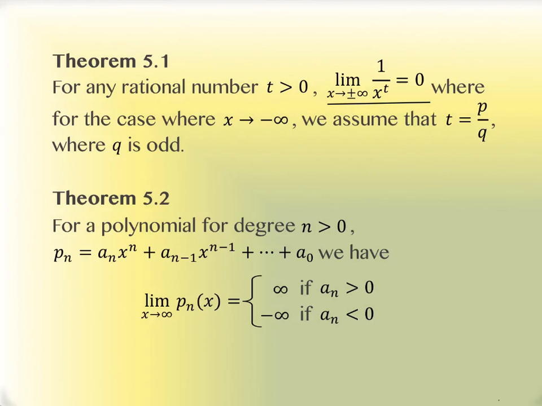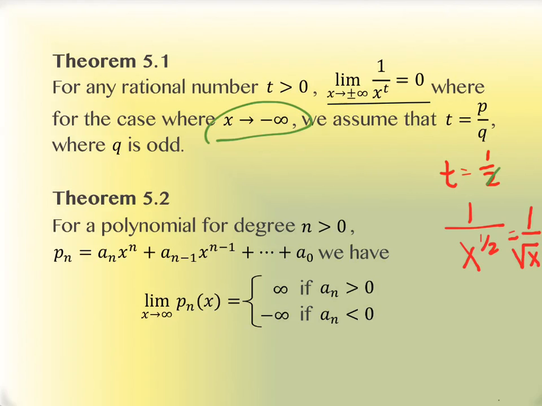Now, if we are talking about approaching negative infinity, we do have to assume that the t value has a denominator that is odd. Otherwise, imagine that t were equal to 1/2. Then we would have 1 over x to the 1/2, which is equivalent to 1 over the square root of x. And if we were dealing with that, we wouldn't be able to have negative values underneath the square root. So if we're talking about values that go to negative infinity, then this denominator, where I previously had a 2, needs to be an odd number, because then we'll have the ability to put in a negative value and it would work.